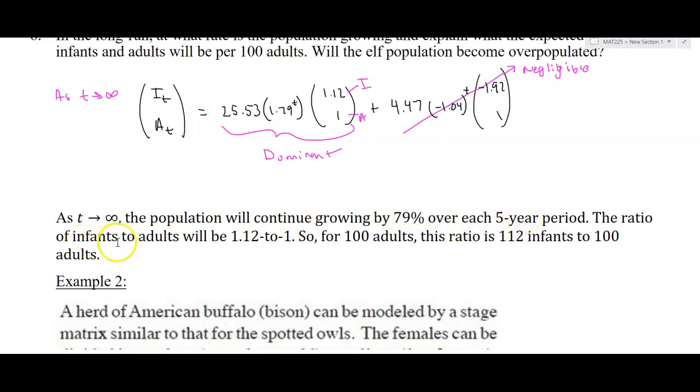The ratio of infants to adults will be 1.12 to 1. So no matter how much I continue to scale these two components, as long as they're scaled by the same factor, which they are, by this coefficient here, the ratio will always be 1.12 over 1. So for one adult, there'll be 1.12 infants. So if I scale the adults up by 100 and the infants up by 100, that translates to, for 100 adults, 112 infants to 100 adults. Now that's a perfect long-run analysis.